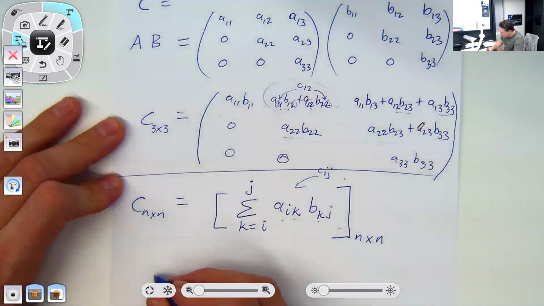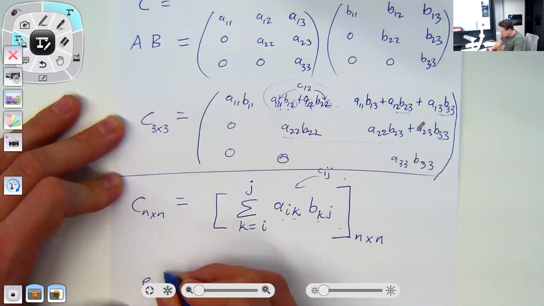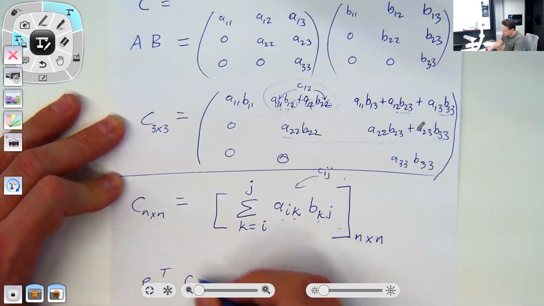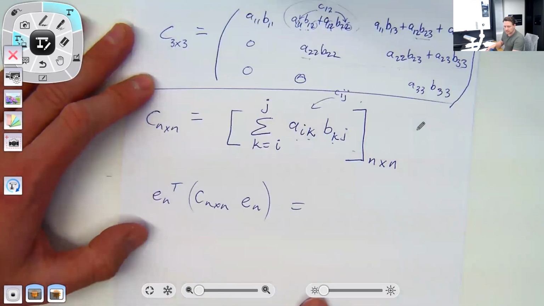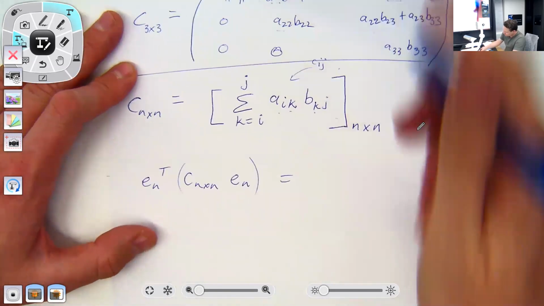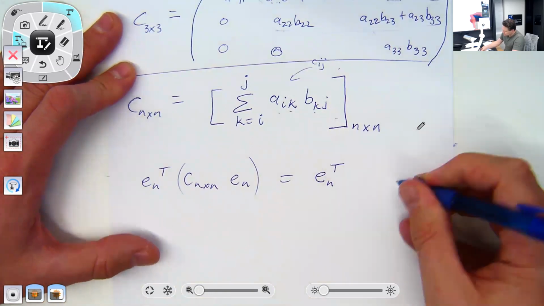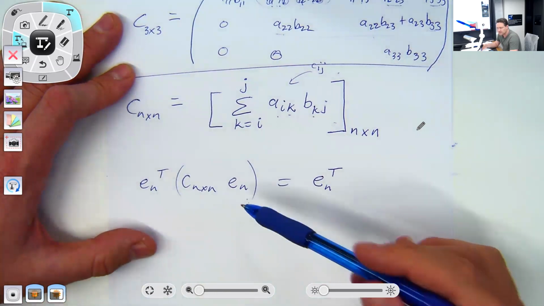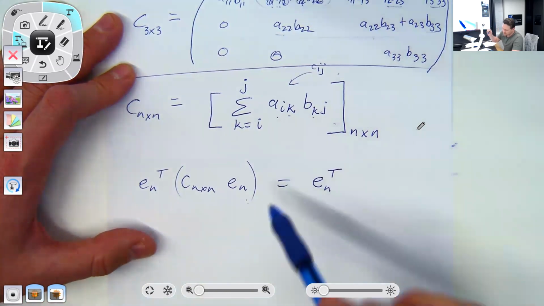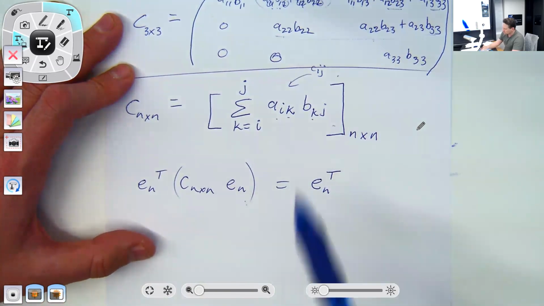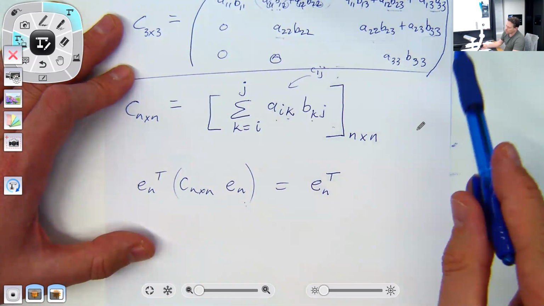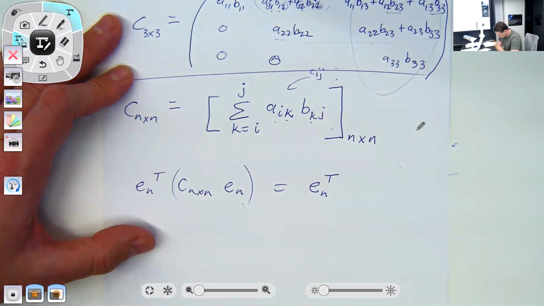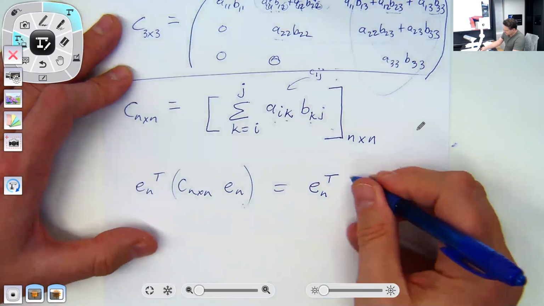Okay, so now what we're calculating is En transpose times C n by n times En. Okay, so let's just do the right part of this first. You can't see that, so scroll down. So we'll rewrite the En transpose, and then we'll do this part. Now, this En is the column vector with zeros in it until you get to the last entry, which is a 1. And so when you multiply this matrix by 0, 0, 1, you end up with the last column, right?